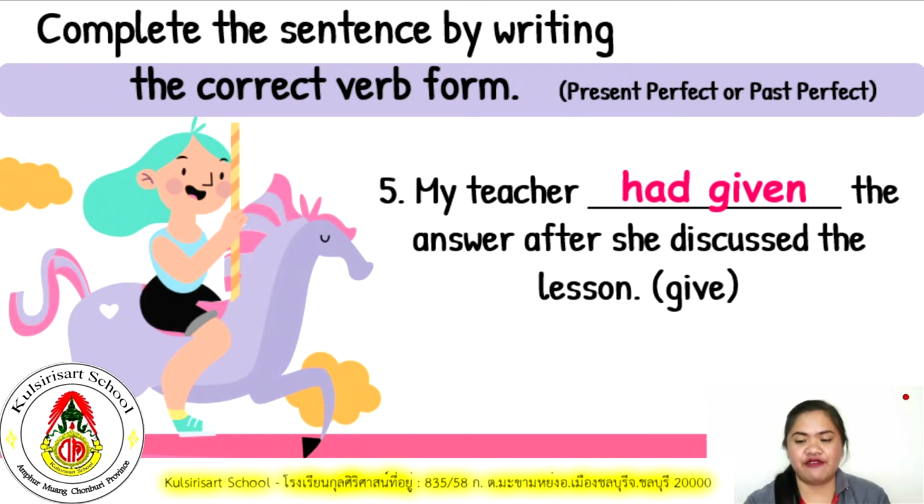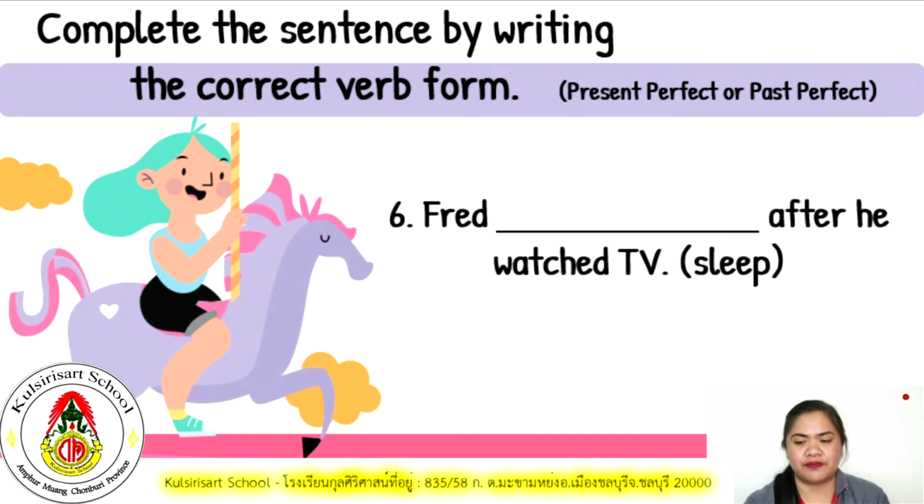Next, we have number 6, the last number. Fred blank after he watched TV. And the verb here is sleep. What do you think should be the correct form of the verb in this sentence? Notice that there is another verb here, which is in the simple past form. So what should be the correct answer for this sentence?